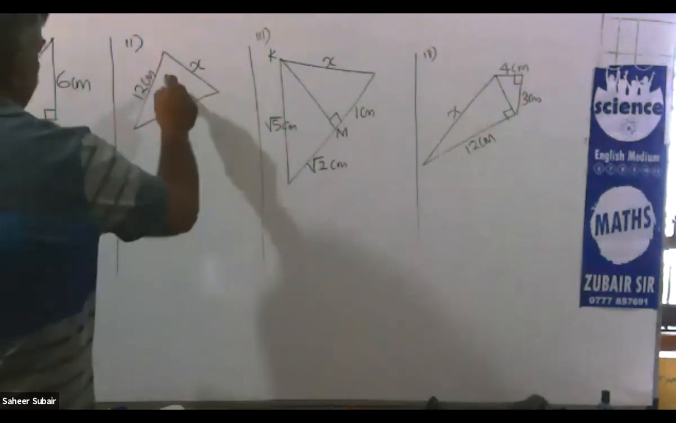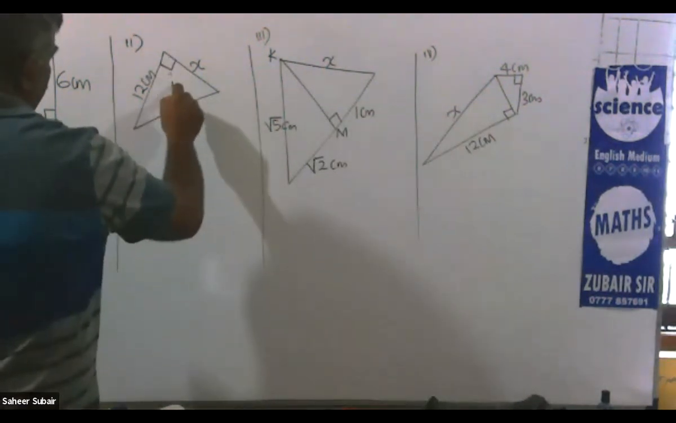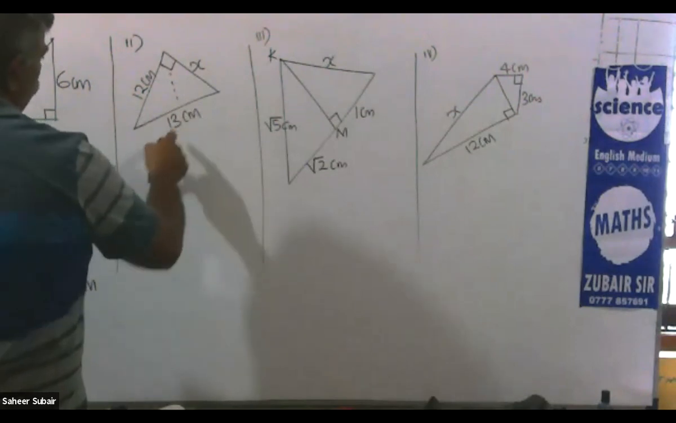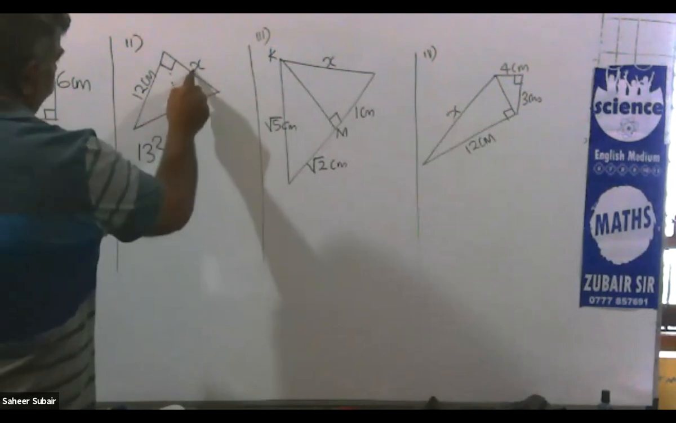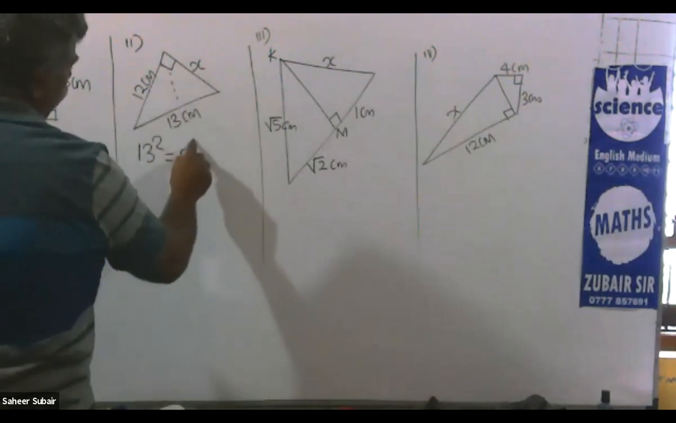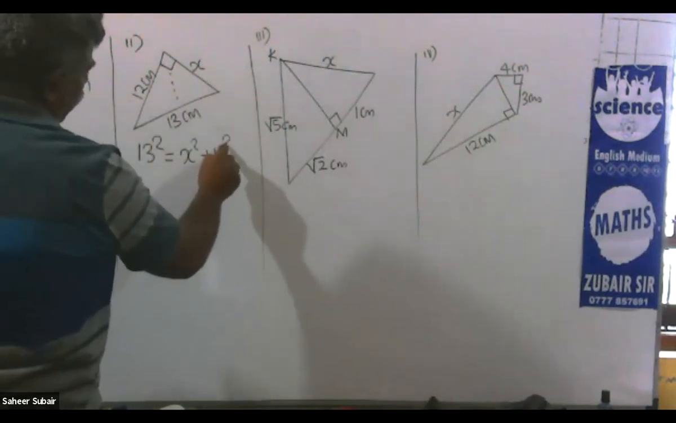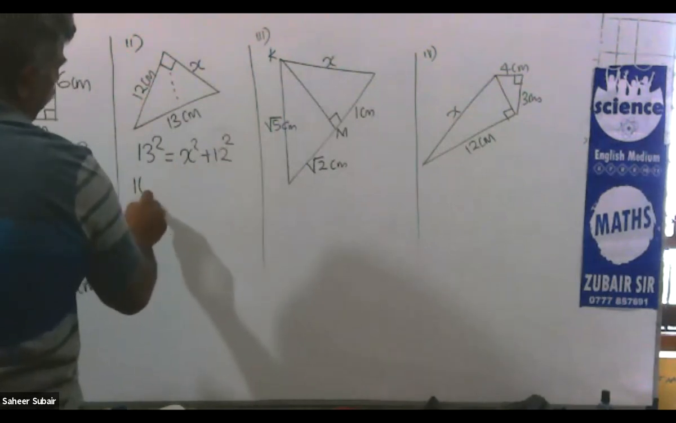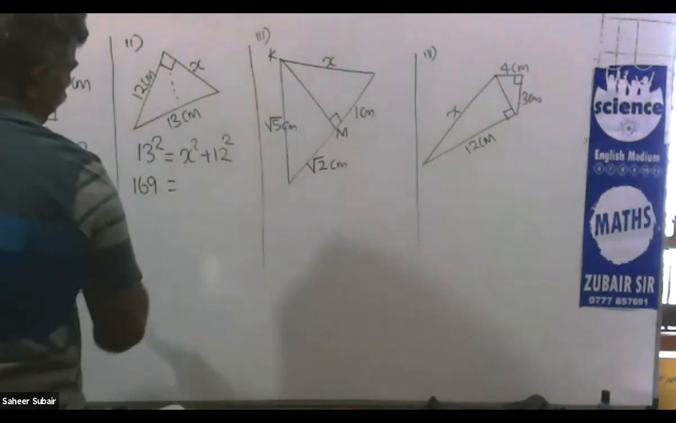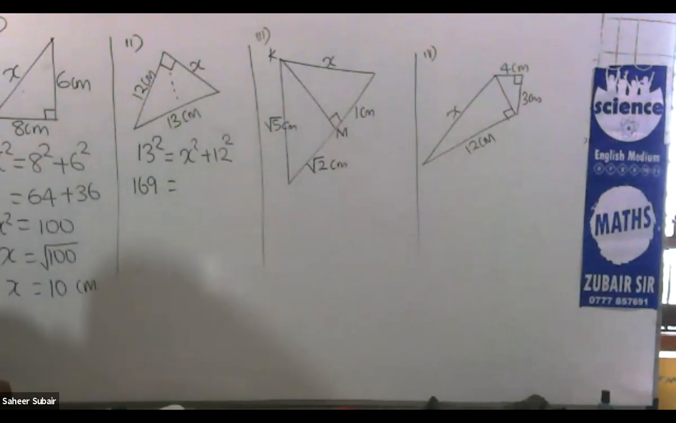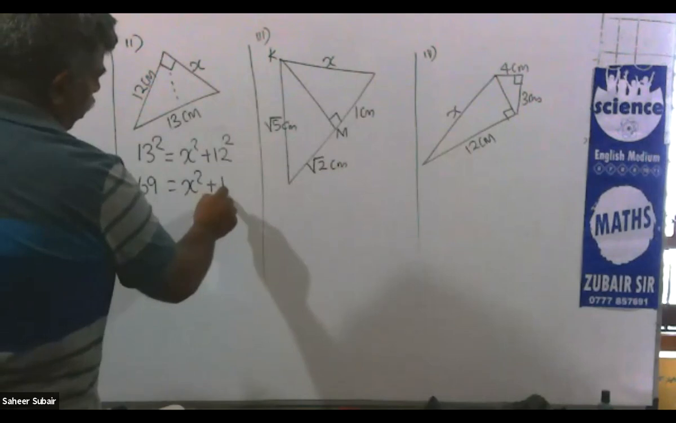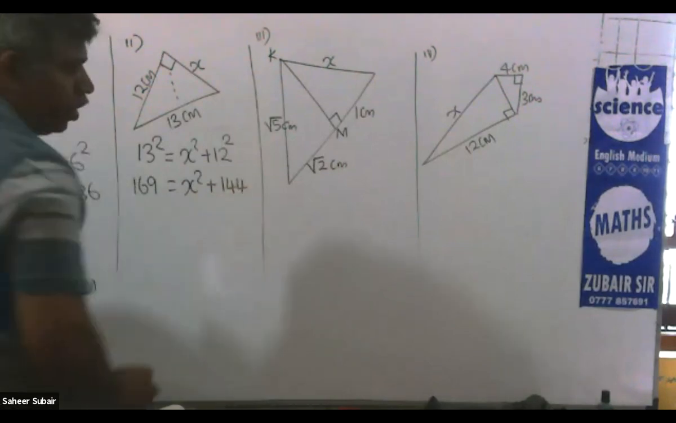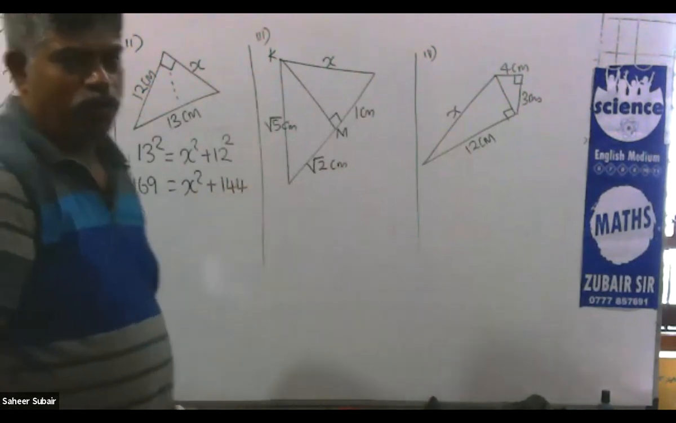Then in this case, this is the right angle. The side opposite to the right angle is 13. Then 13 squared equals this one plus this one, x squared plus 12 squared. 13 squared means 13 into 13, 169. Plus x squared plus 12 squared. 12 squared means 12 into 12, 144.